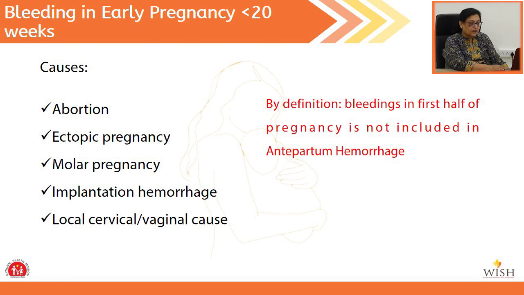Now why could it be? It could be an abortion. That means the patient may be threatening to lose her pregnancy. It could be an ectopic pregnancy, a molar pregnancy or vesicular mole. It could be an implantation hemorrhage, or it could be bleeding from the cervix or the mouth of the uterus. By definition, any bleeding that occurs in the first half of pregnancy or early pregnancy is not included in antepartum hemorrhage. When we use the term antepartum hemorrhage, it usually refers to bleeding that occurs after 20 weeks.